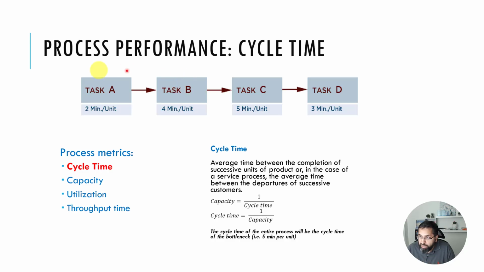Same thing for task B. If there's no task A or task C or task D, just task B by itself running independently, so there's no starvation, no blocking, then task B can send out a product every 4 minutes because it takes 4 minutes to process 1 unit, right? So that's the cycle time. If there are customers flowing through, then every 4 minutes task B can finish working on a customer. The cycle time is 4 minutes.